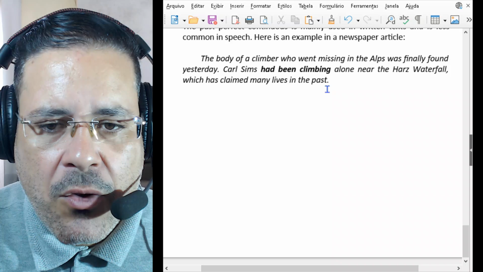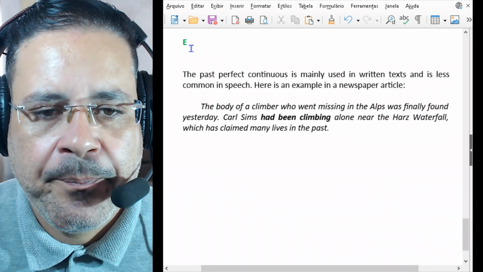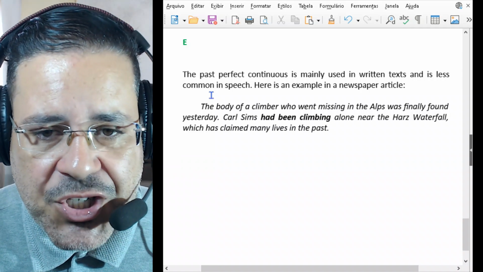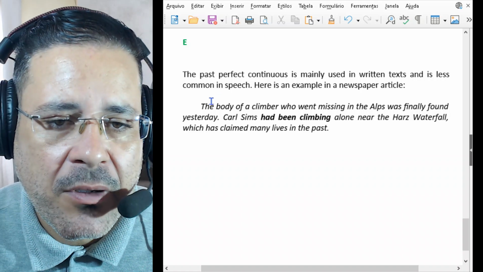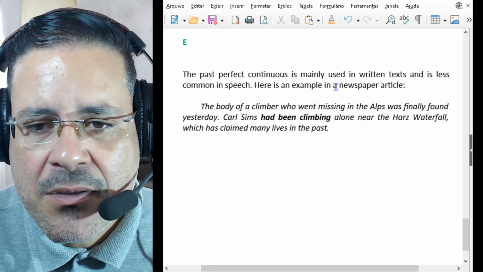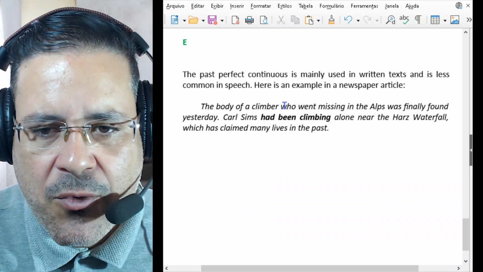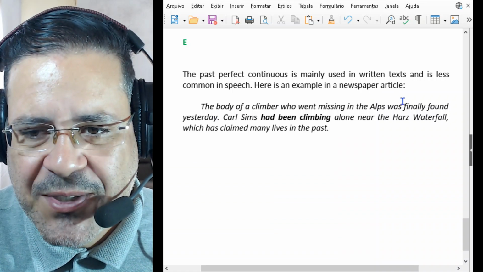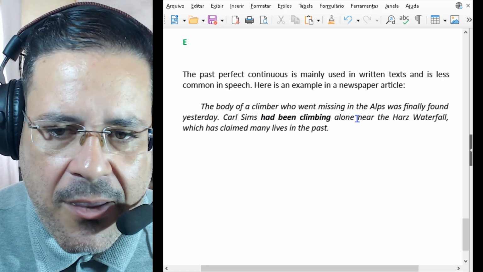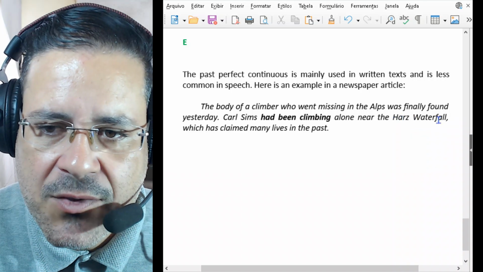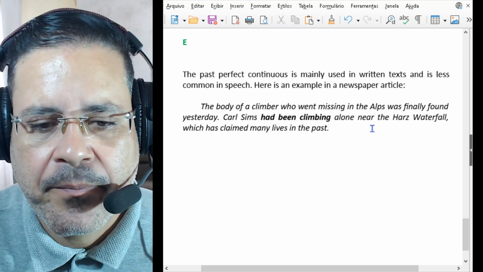Okay, let's go through the last unit now. The last section, section E. The past perfect continuous is mainly used in written texts and is less common in speech. Here's an example in a newspaper article. The body of a climber who went missing in the Alps was finally found yesterday. Carl Sims had been climbing alone near the Harz waterfall, which has claimed many lives in the past.